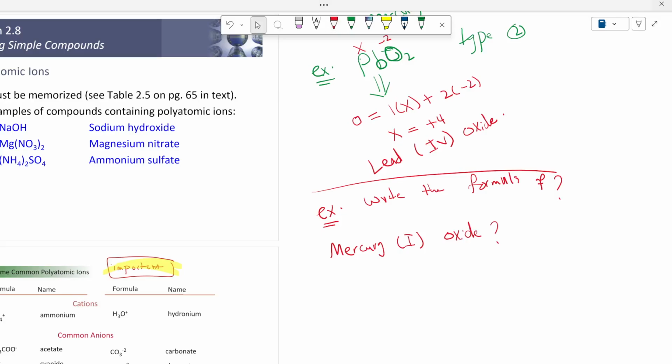Mercury 1 oxide. Now we know that mercury 1, as we said previously, is not Hg plus 1. No, it's Hg2 plus 2. Oxide is from oxygen, the anion of oxygen, so it will be -2 from the corresponding noble gas. Oxygen 8, neon 10, so it will gain 2 electrons to form -2.